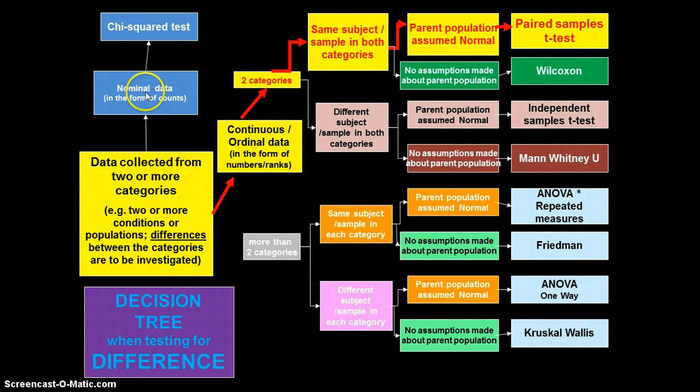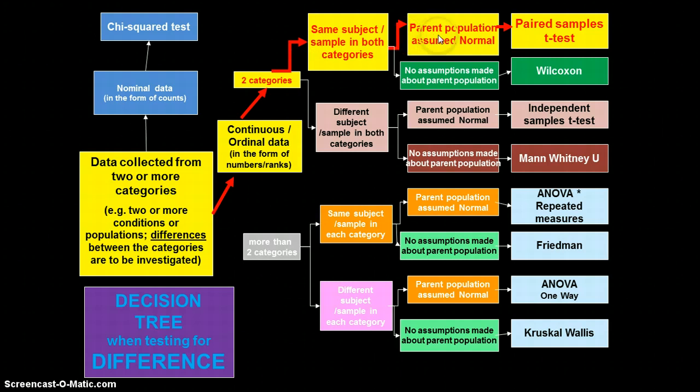Yes. Is the data nominal or continuous? If it's nominal, you would use chi-squared test. Are data likely to be continuous? In which case, we then go on to the next question. Are there two categories? As in, are there two conditions? Yes, there are. Are the subjects the same sample group, or are they two separate groups of people? Now, it's likely you use each other, so it will be the same subject groups.